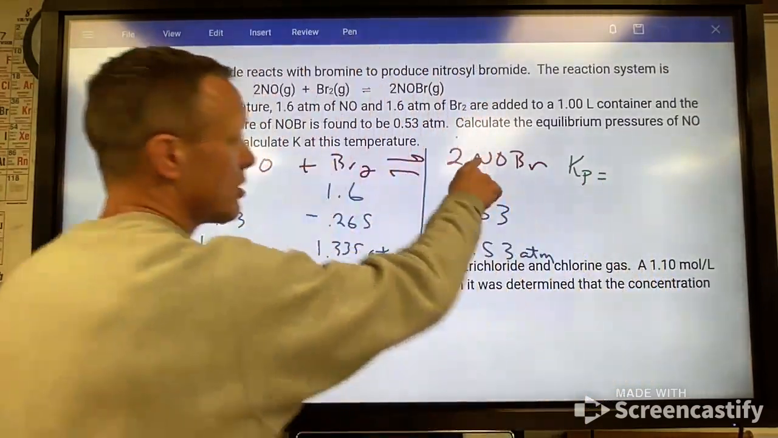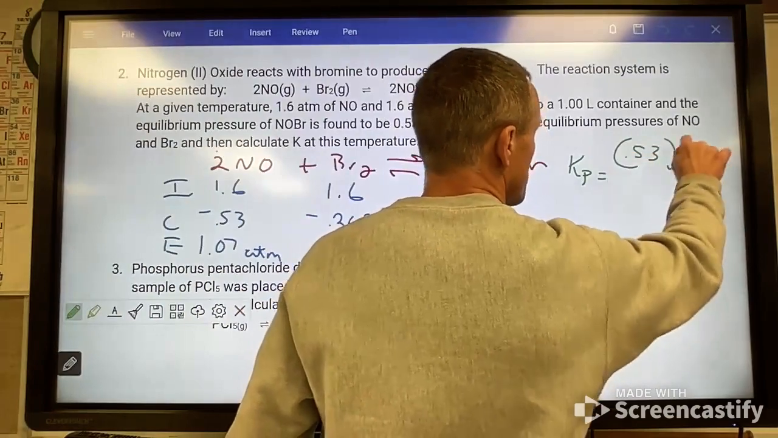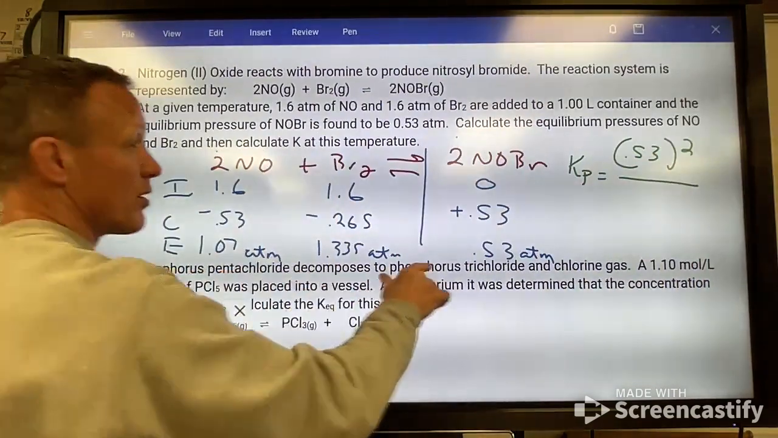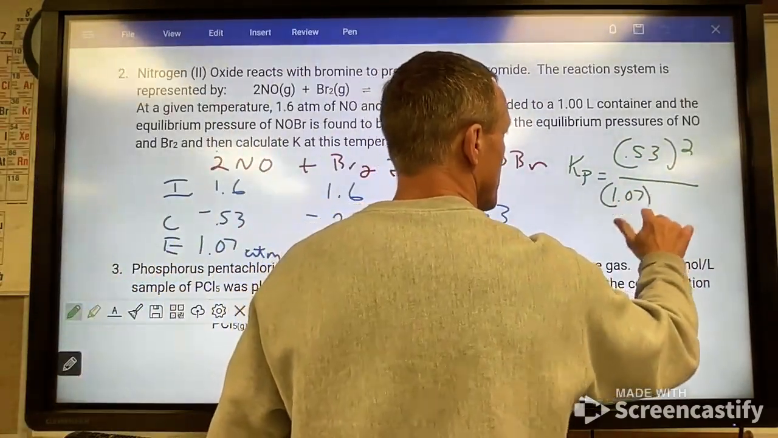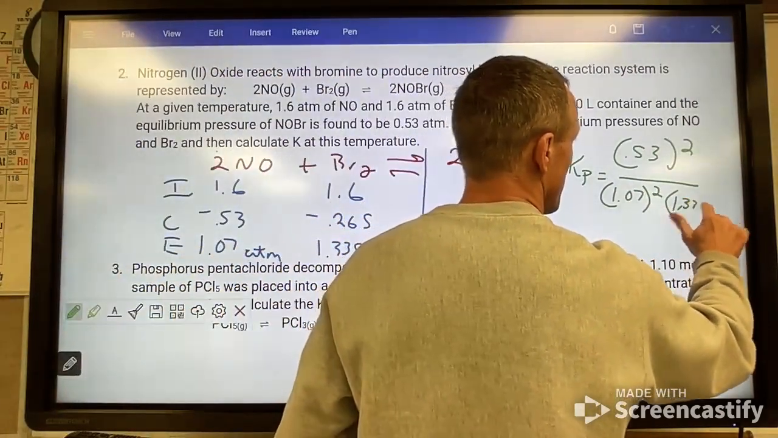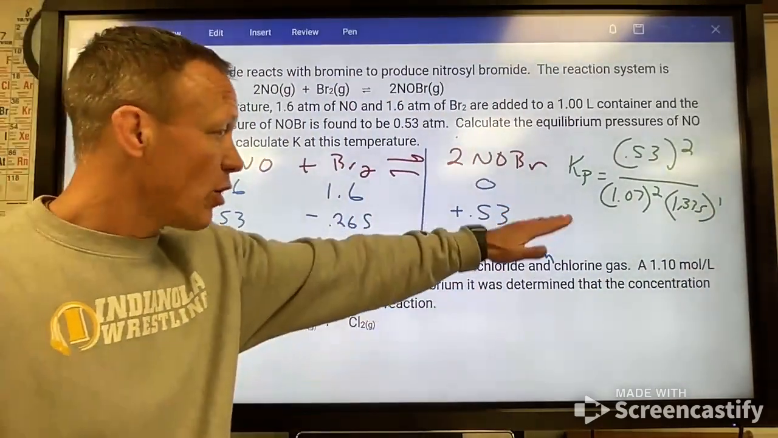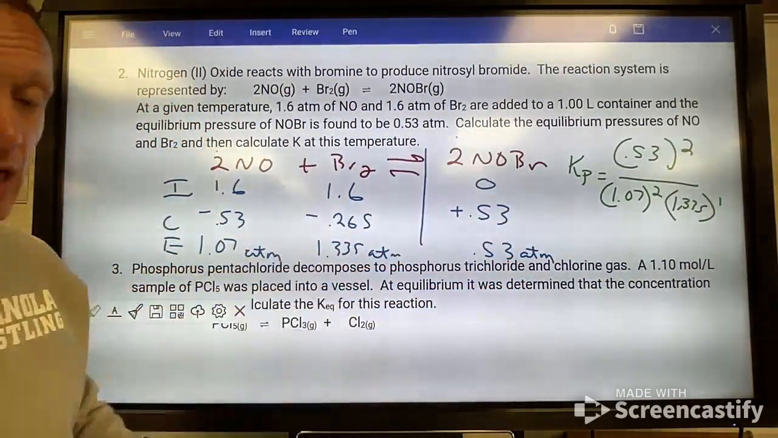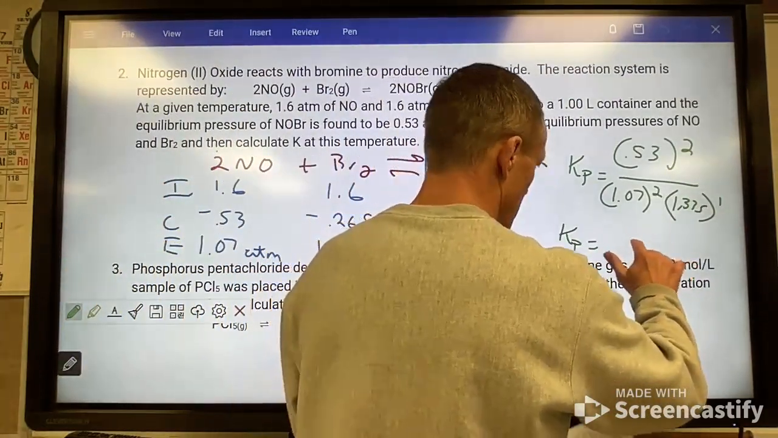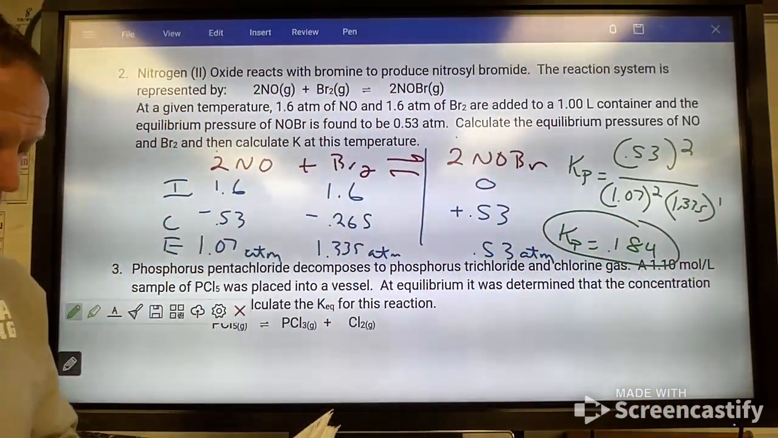So if we were to get our K value, K in terms of pressure, NOBr's pressure at equilibrium, 0.53 squared, because it has a 2 in front of it, over the pressure of NO squared, 1.07, times the pressure of Br2 to the first, 1.335. So your K value is always based on your equilibrium values. And the K there is 0.184. No label for K. Never a label for K on these things as we're doing things. All right.